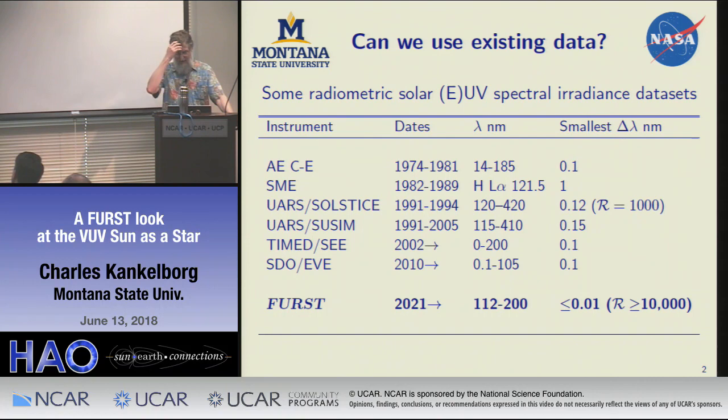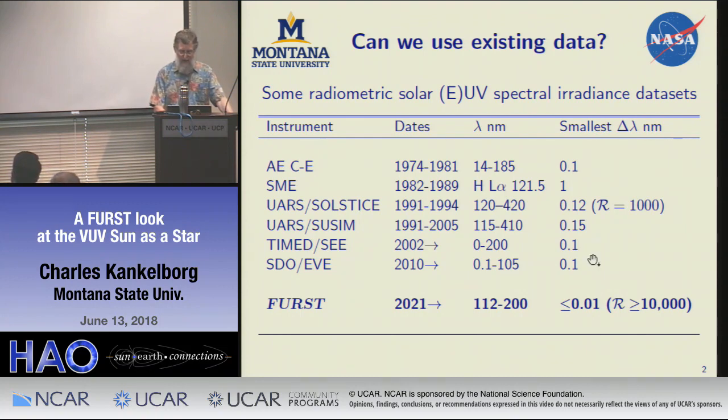These are, on this table, examples of missions that have collected full sun spectra in the relevant wavelength range. And you'll see that none of them do better than an angstrom for spectral resolution. So if, as I claim, line profiles are important for the science, then you can't get there with these. Well, that's not the only choice.